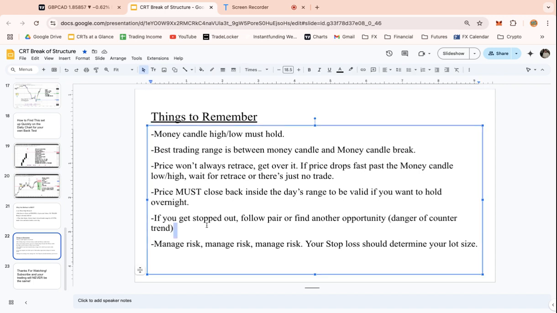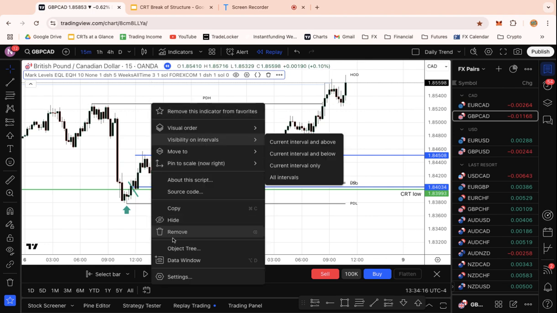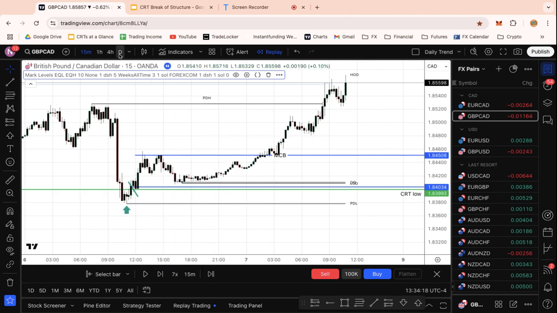If you get stopped out, you can follow the pair for one more try or just find another opportunity. Okay, because there's always the possibility when you do this, you could be trading against the trend. So imagine, go back to the daily range here.